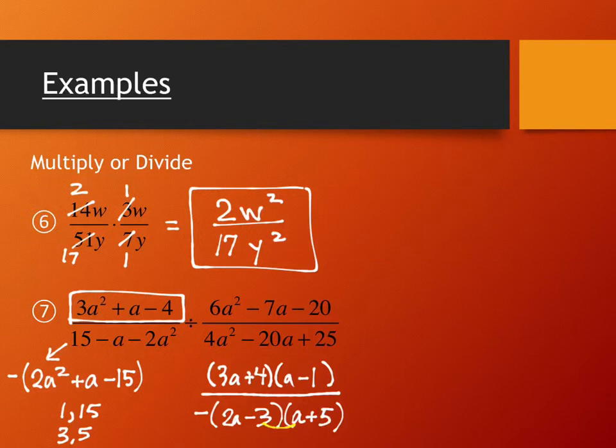So let's check. This is negative 3a. On the outside, I have 10a.